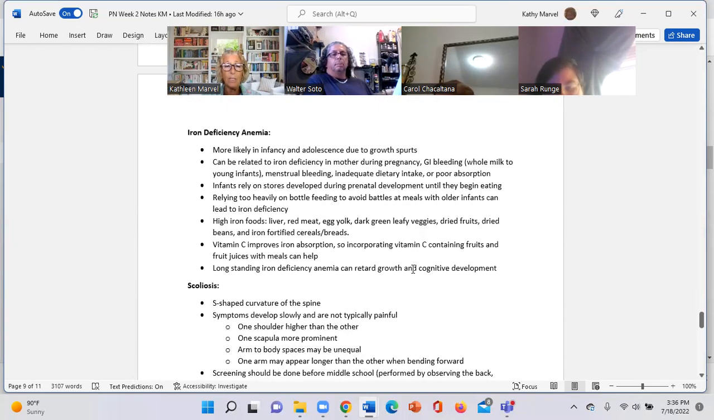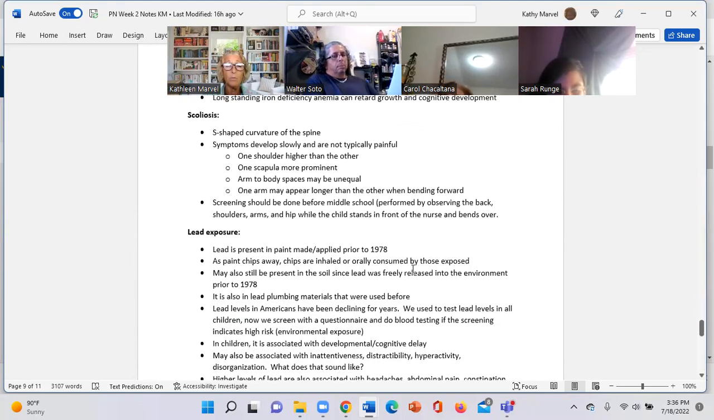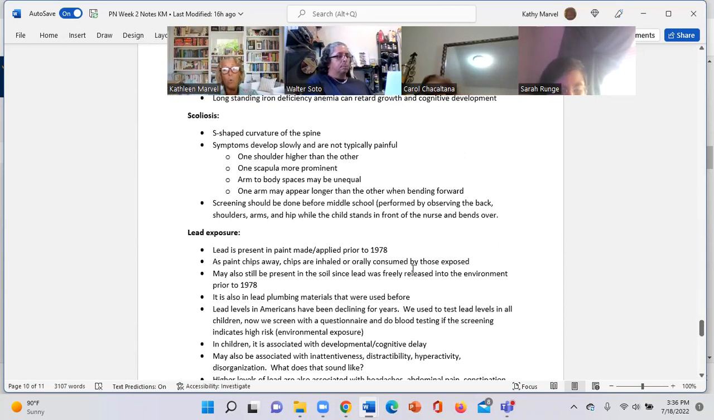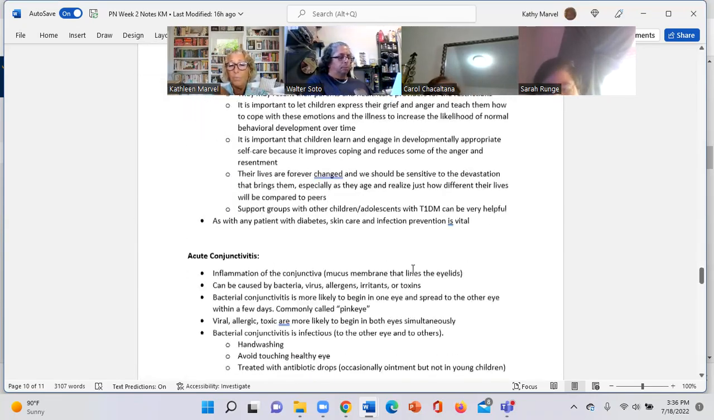And iron deficiency, anemia, scoliosis. They're usually screened for scoliosis in their well visits. If they don't have a pediatrician, then we try to get them into these school-based clinics to make sure they get these screenings. We already talked about lead exposure.